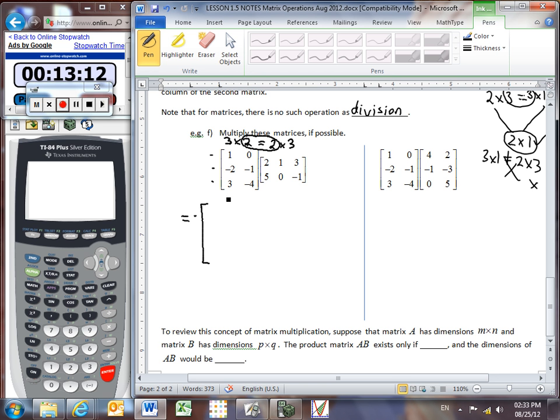Here's my first row and my first column. In order to get this entry that is in the first row and the first column, I need to multiply my first row of the first matrix by the first column of the second matrix. So this is entry A sub 1,1, right? Row 1, column 1. I need to then multiply row 1 by column 1. Now how do I multiply a row by a column? We're going to take the first entries, 1 times 2, and we'll add them to the second pair of entries, 0 times 5.